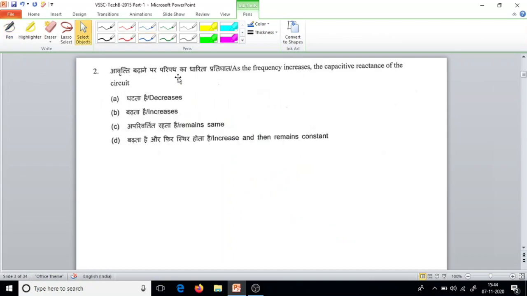Second question. As the frequency increases, the capacitive reactance of the circuit. What happens to the capacitive reactance? What is the equation for capacitive reactance? That is Xc. Xc equals 1 upon 2 pi f C.